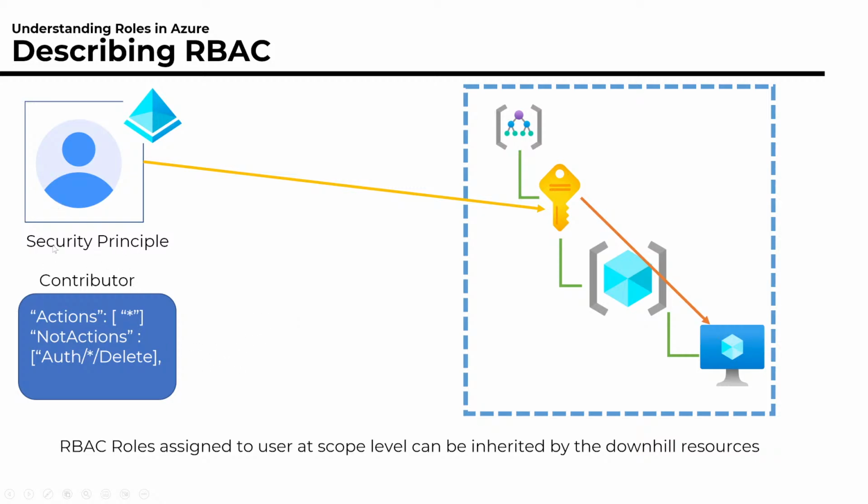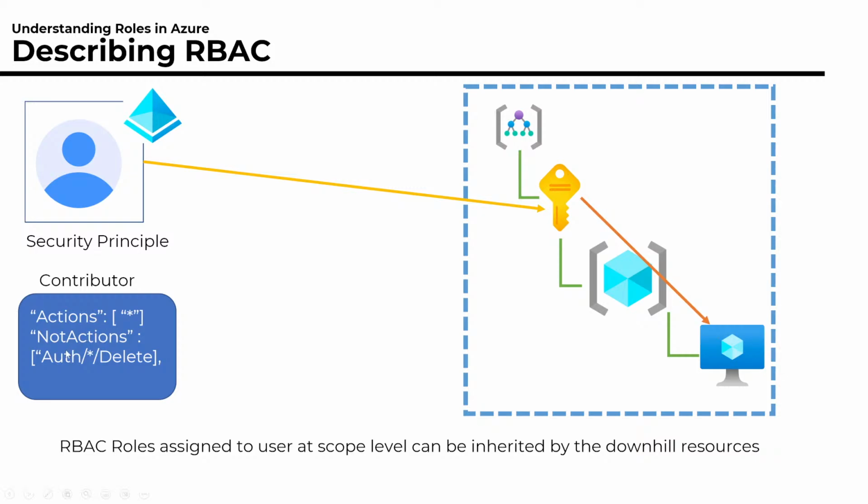Now we are assigning the contributor access to the user at the subscription level, right? The same contributor access will be assigned to the resource groups and the resources which are hosted under this particular subscription. If we see this particular snippet of code, this is the sample JSON code that we write to provide the contributor access.